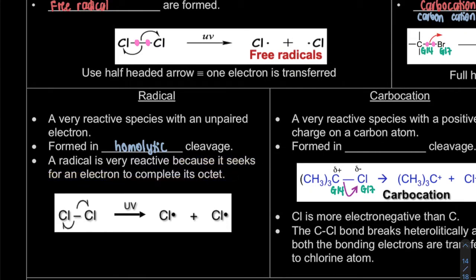For example, here we have chlorine, right? Chlorine originally has 7 electrons, and each of the chlorine atoms shares 1 electron to form an octet. But once it undergoes homolytic cleavage, mostly initiated by UV, each chlorine atom no longer achieves the octet. In this case, it only needs 1 more electron, so it will try to search for an electron to complete its octet. Okay, so that is for the radical.